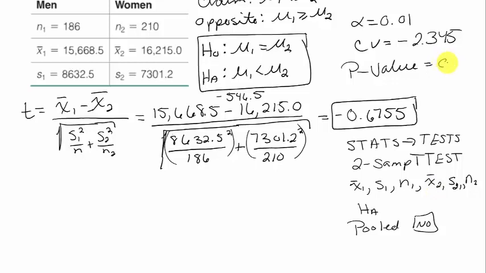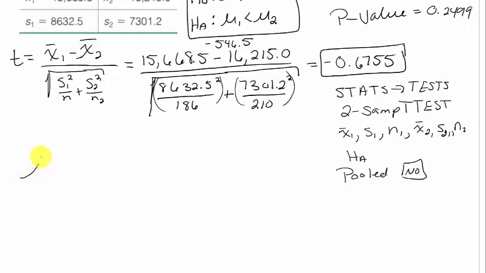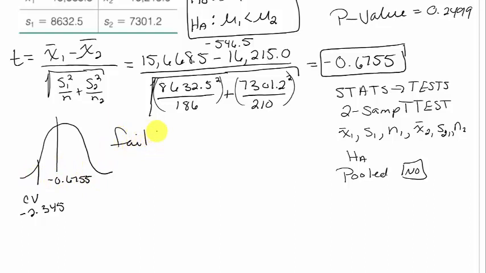So the p-value that you should get is 0.2499. We could make a graph. Our critical value is negative 2.345. Our test statistic is negative 0.6755. Because our test statistic is not in the tail, we're going to fail to reject.